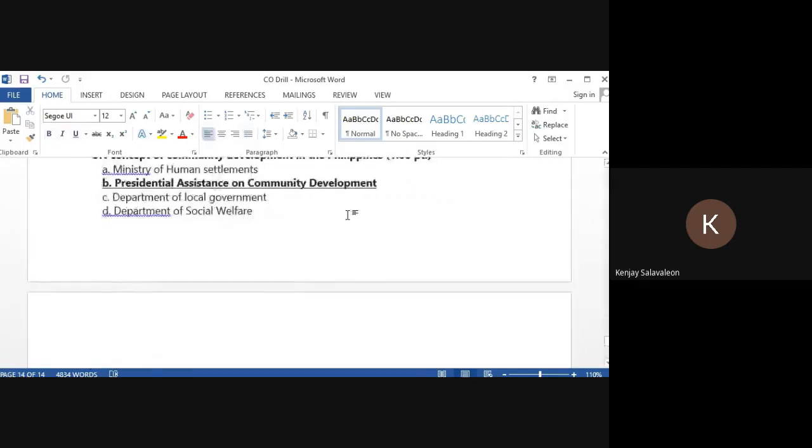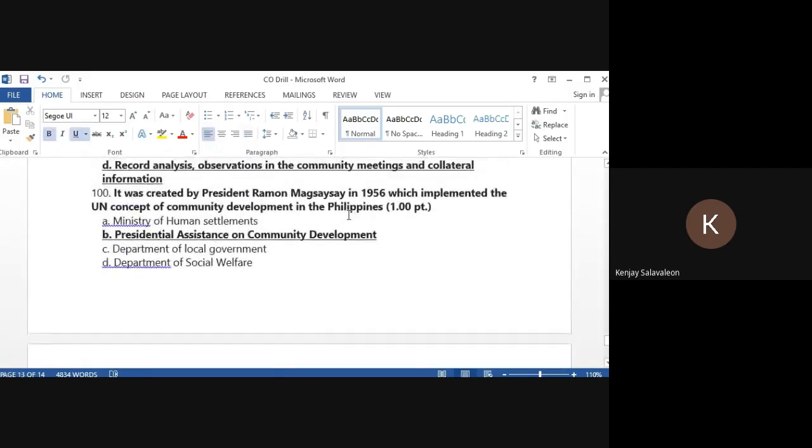Last item. It was created by President Ramon Magsaysay in 1956, which implemented the UN concept of community development in the Philippines. It was the PACD, or Presidential Assistance on Community Development. And it was the forerunner of community or locality development. Okay. Do you have questions?